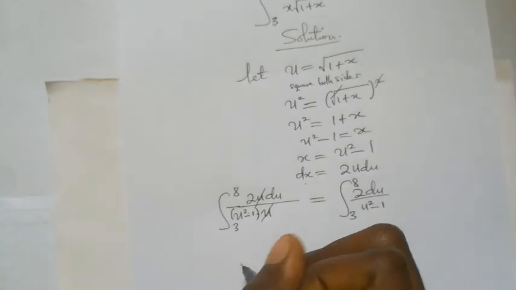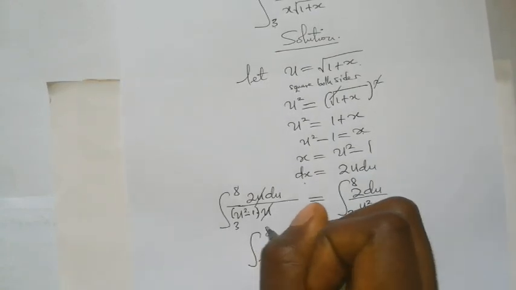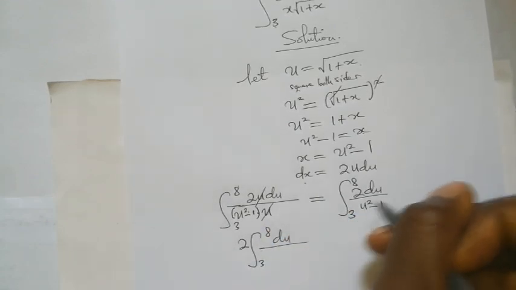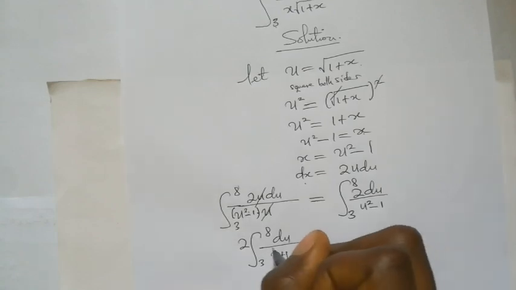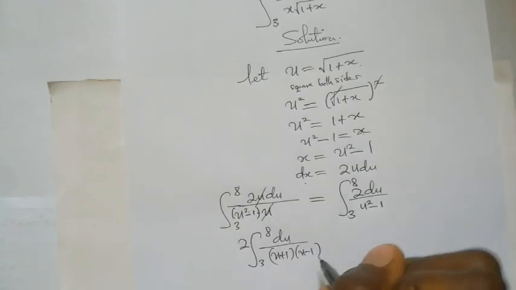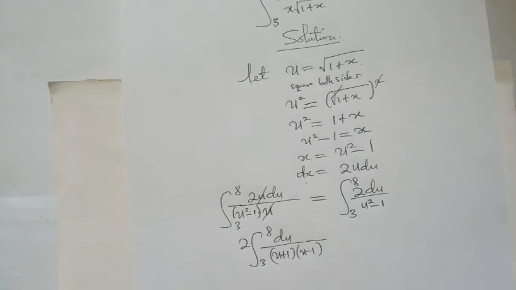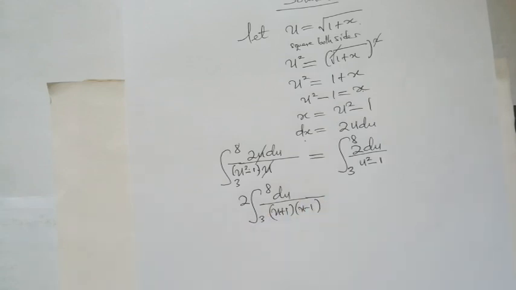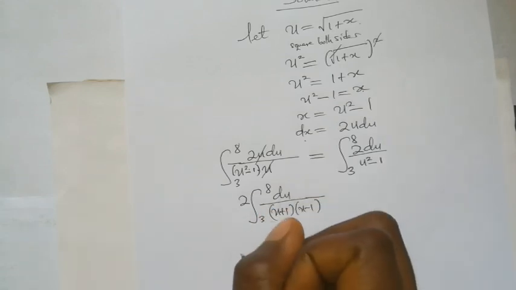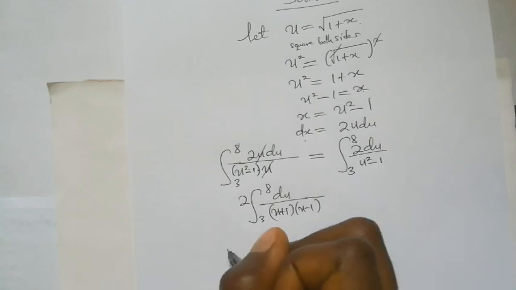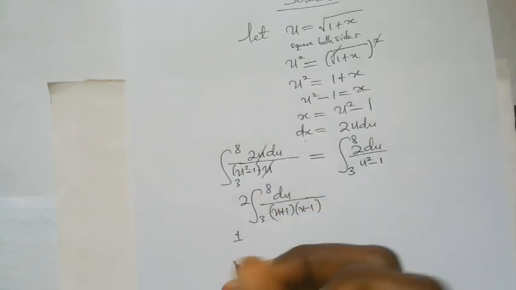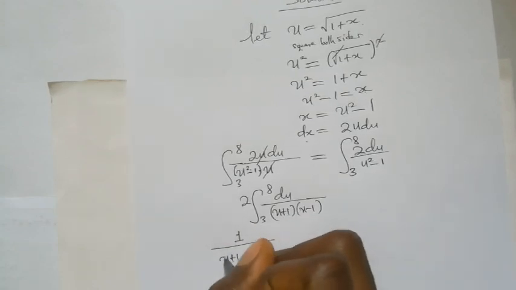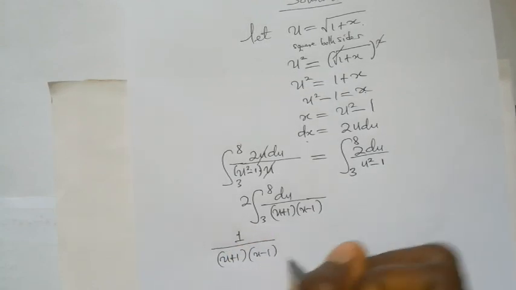So this becomes the integral from 3 to 8. I can keep my 2 outside, du all over u squared minus 1, and this is a difference of two squares: u plus 1, bracket, u minus 1. You get it? So to do this, we can separate it and solve it outside. Before inserting it into the integral, we are going to have 1 all over u plus 1, bracket u minus 1.